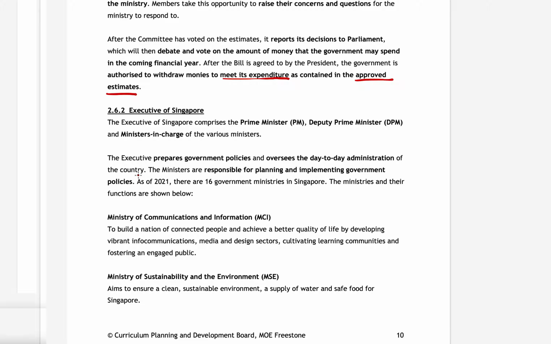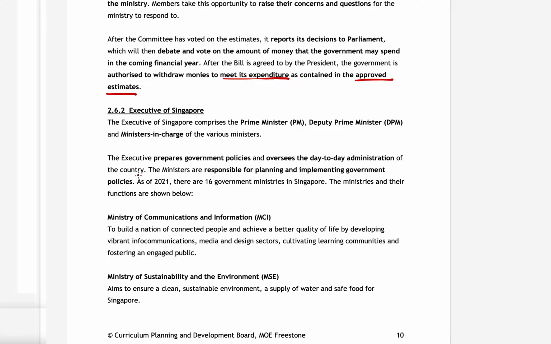The executive prepares government policies and oversees the day-to-day administration of Singapore. So these are the people that actually plan and implement the different policies that are passed by Parliament or suggested by the ministries. As of 2021, there are 16 government ministries.